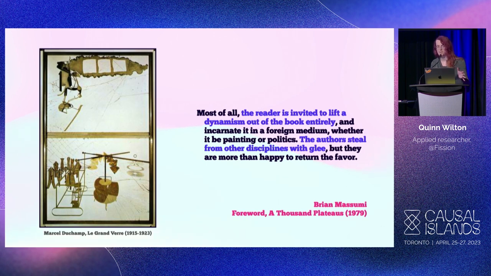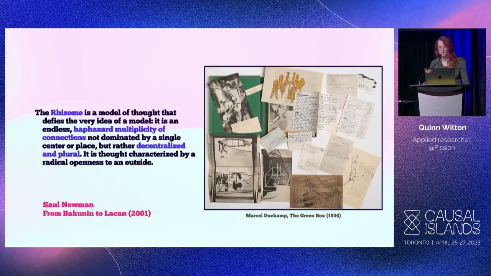But first, I'd be remiss not to give you a definition, so I'm going to start with the best one that I've encountered. The rhizome is a model of thought that defies the very idea of a model. It is an endless, haphazard multiplicity of connections, not dominated by a single center or place, but rather decentralized and plural. It is thought characterized by a radical openness to an outside. In this way, to be rhizomatic is to be non-hierarchical, to be dynamic, to eschew totalizing ideas and schemas, and to fully embrace heterogeneous connections.